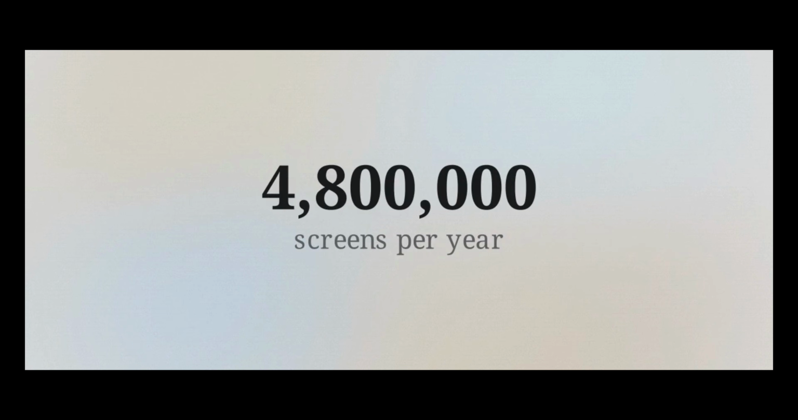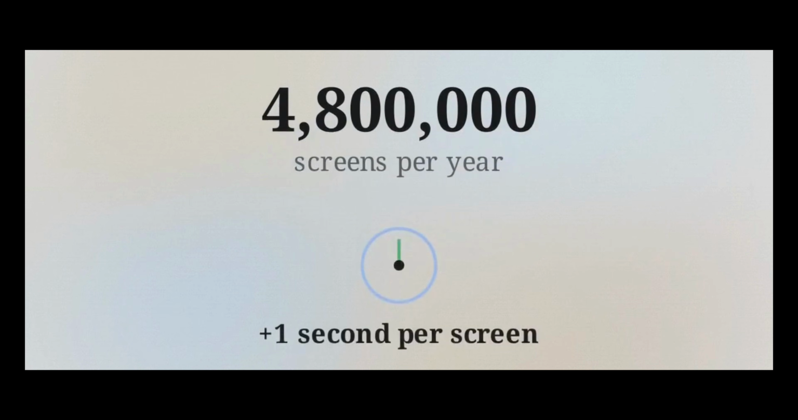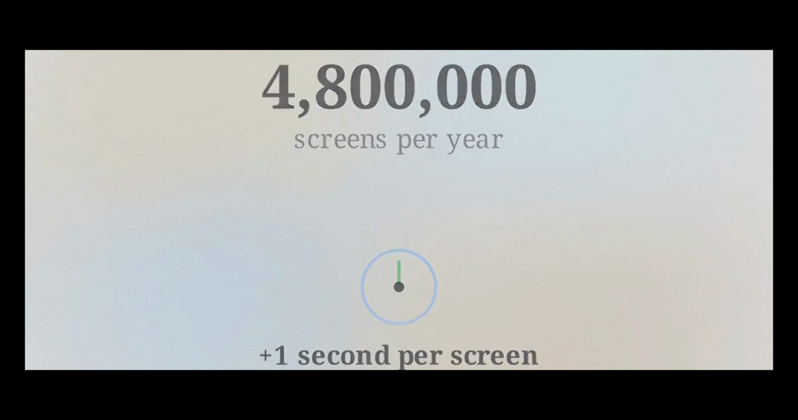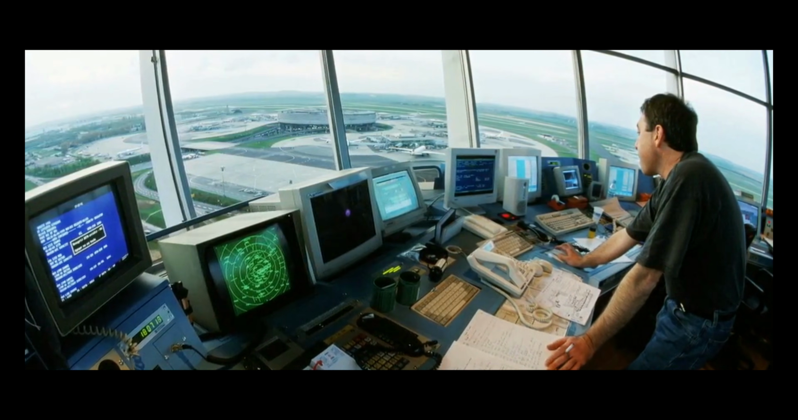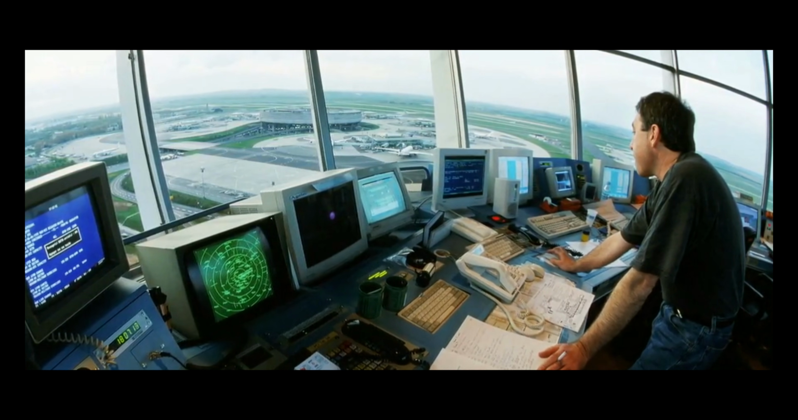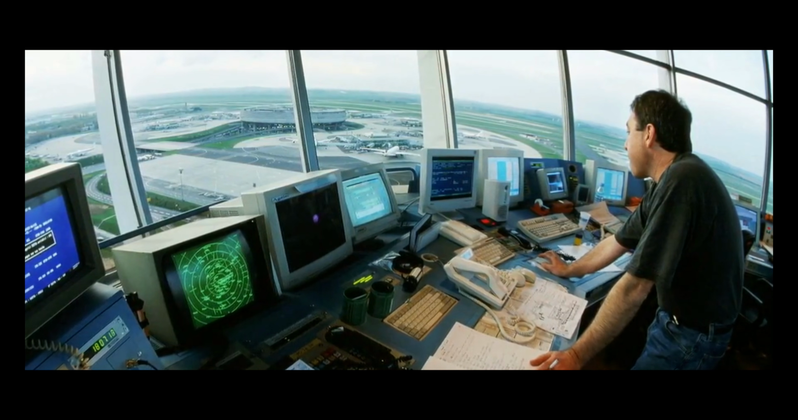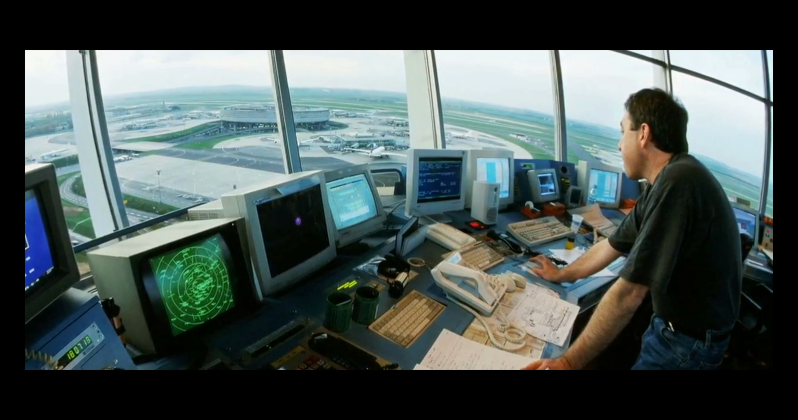Take a typical enterprise system processing 4.8 million screens a year. If a confusing layout forces users to pause for just 1 extra second per screen, that tiny delay aggregates into an entire person-year of lost labor. In high-stakes environments, that inefficiency is dangerous. If an air traffic controller squints to parse multiple crowded monitors, a 1-second delay jeopardizes public safety.